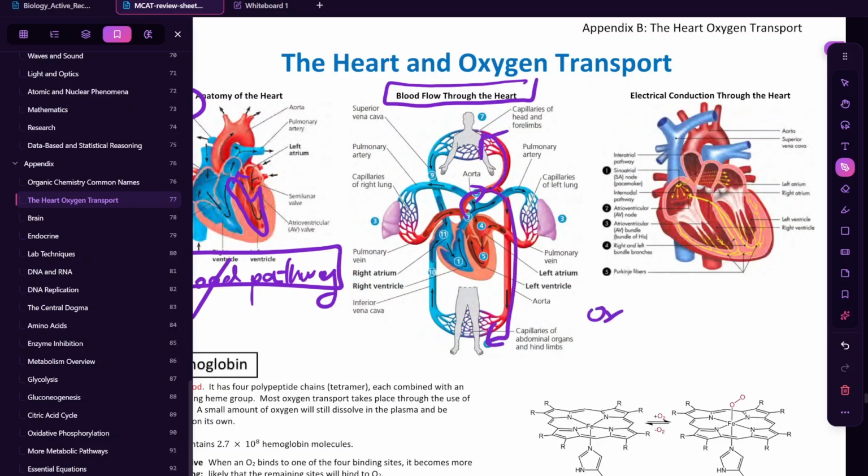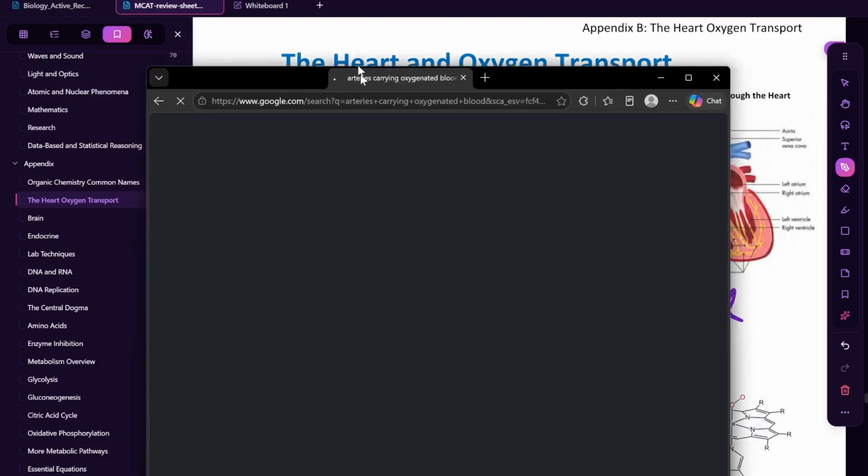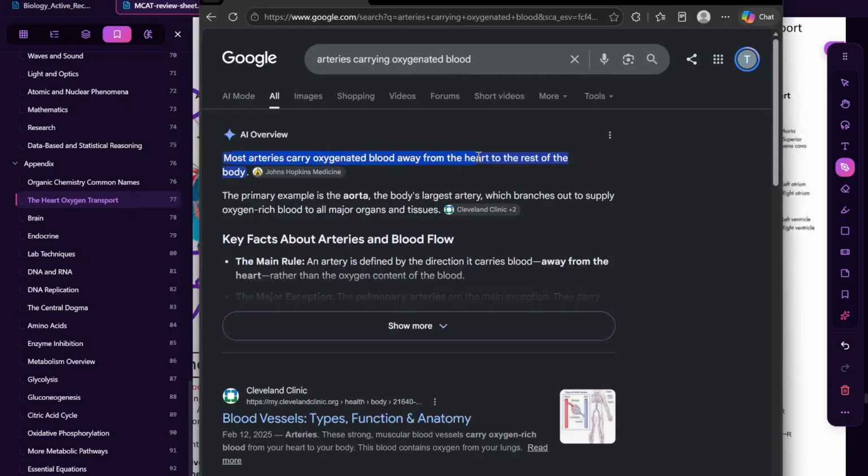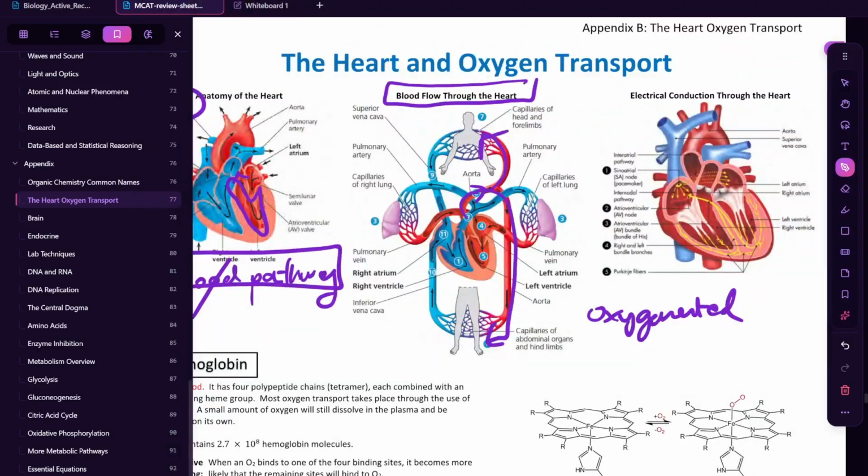And I believe this is oxygenated blood back to your body. Let me go check that. So here we go. It says here, most arteries carry oxygenated blood away from the heart to the rest of the body. Alright? So that should be good.